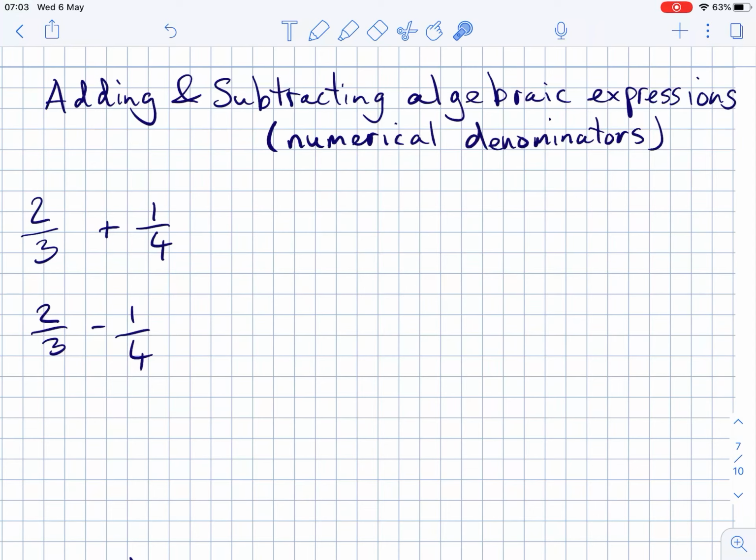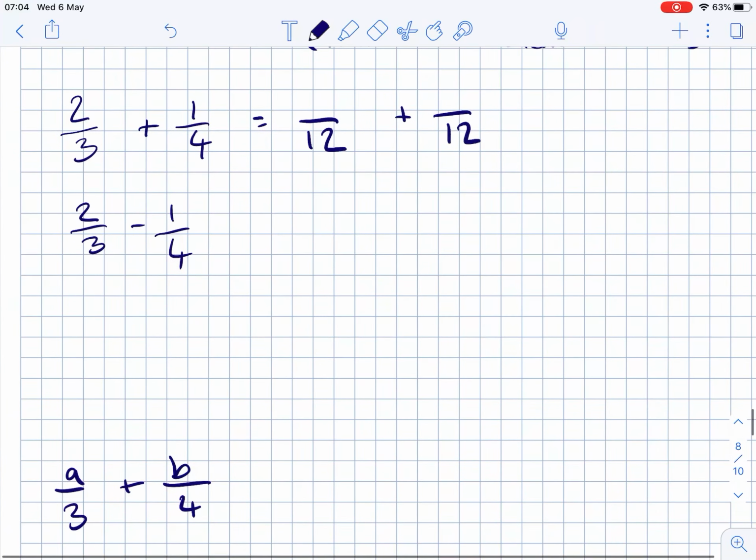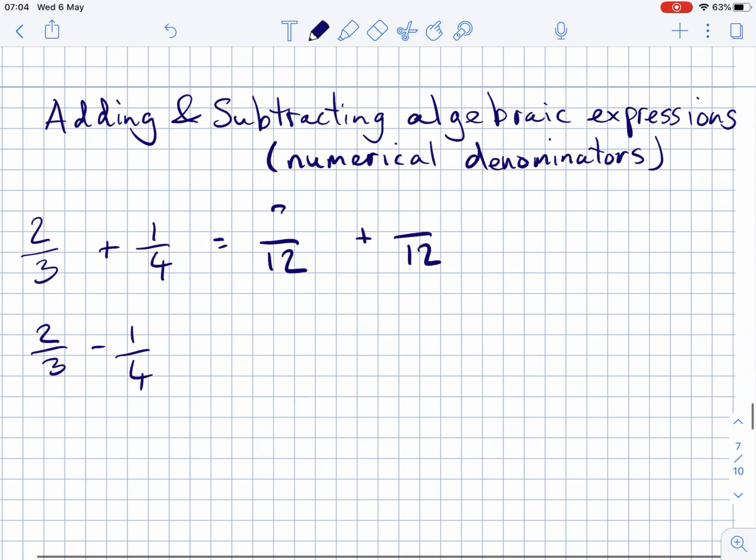So if I have 2/3 add a quarter, the key thing about this is I can't add them until they share a common denominator. So in this particular example, I'm thinking, well, what's the lowest common multiple of 3 and 4? And the answer for that is 12. So I would rewrite this as 2 fractions over 12 added together and think, how has that 3 changed to become this 12? I've timesed it by 4. Well, it's got to be an equivalent fraction, so I'm timesing the top also by 4, so 2 would become 8.